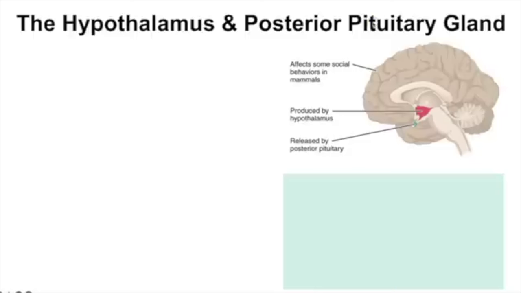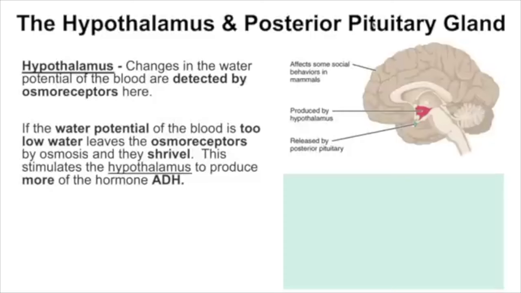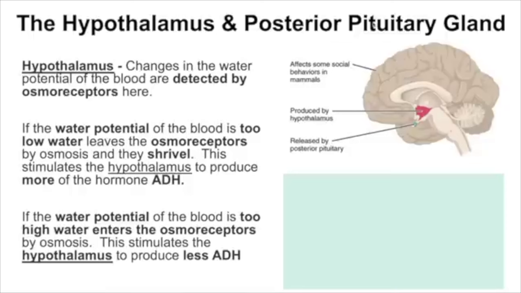So how this is regulated is using the hypothalamus and the posterior pituitary gland in the brain. The hypothalamus is where the changes in water potential are detected by receptors called osmoreceptors. If the water potential of the blood is too low, water leaves the osmoreceptor cells by osmosis, and that causes them to shrivel. And this stimulates the hypothalamus to produce more of a hormone called ADH, or anti-diuretic hormone.